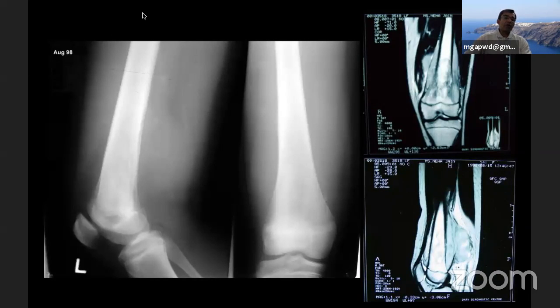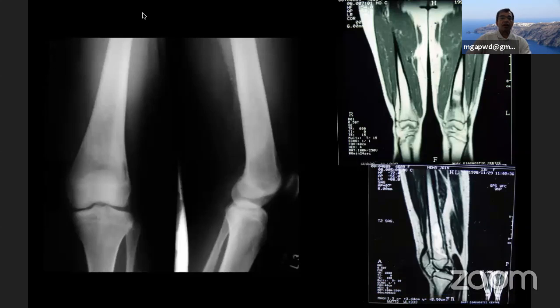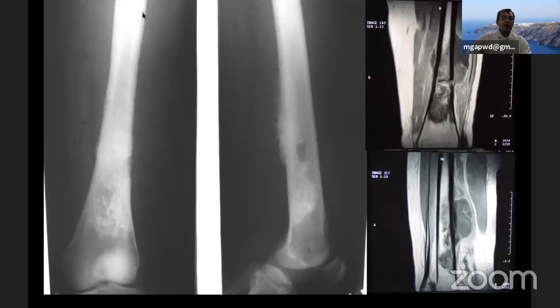This is an example of an Ewing sarcoma. In August 98, she was treated with chemotherapy and with radiation. It seemed to have healed well, and then she developed a secondary osteosarcoma.